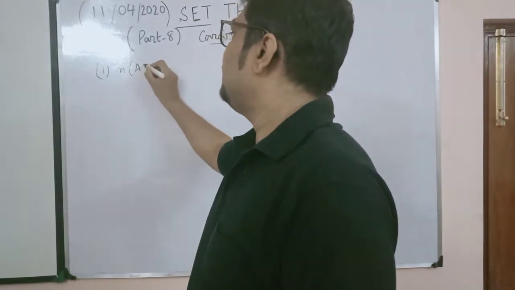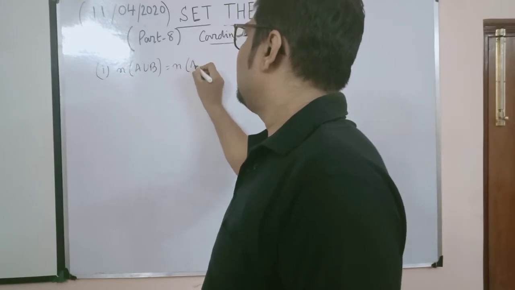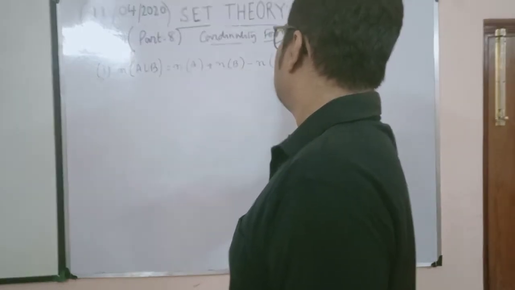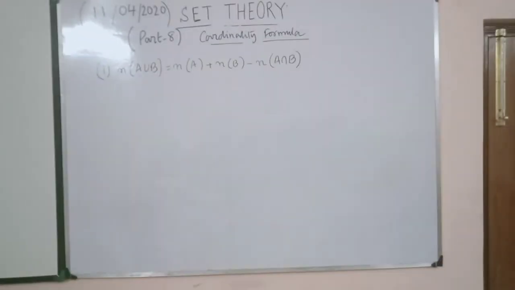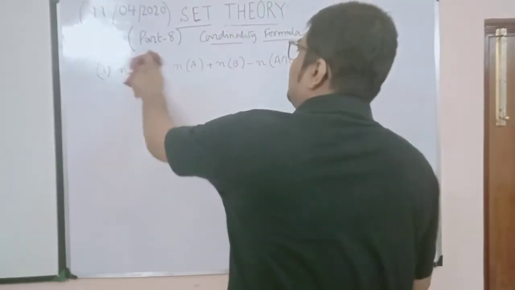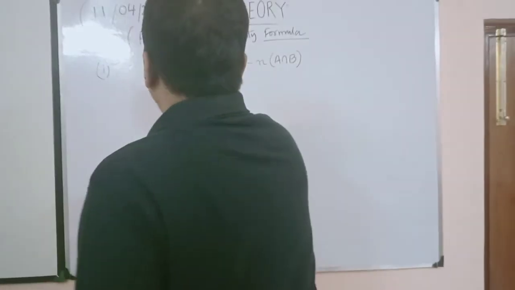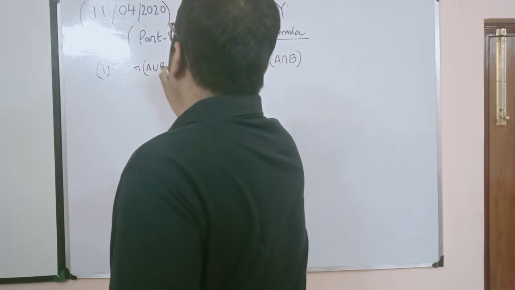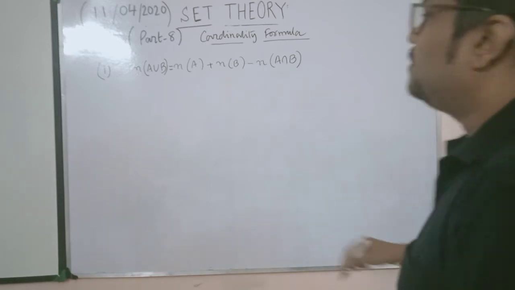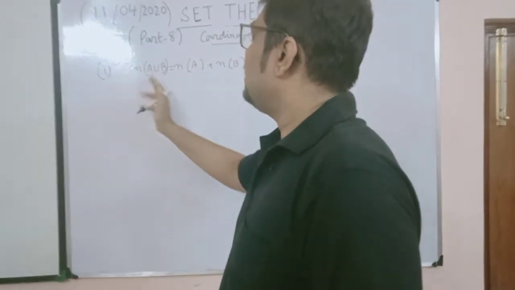Say n of A union B is equal to n of A plus n of B minus n of A intersection B. So this is the very simple cardinality formula we get from here. I'll remove this a little, that would be better for you. n of A union B is equal to n of A plus n of B minus n of A intersection B. The board is a little bit glossy, so this is n of A union B.